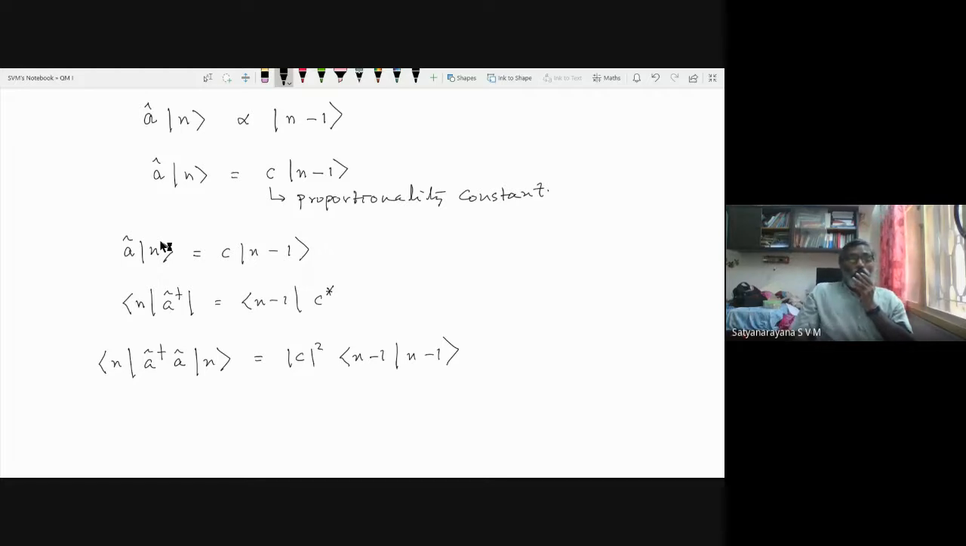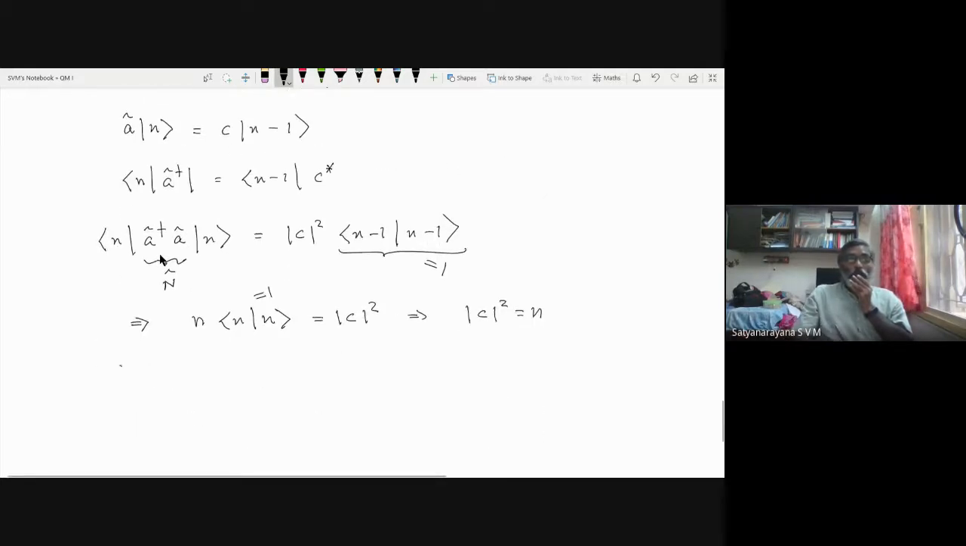So when we talked about number eigenstates, we assumed all of them to be normalized. So this <n-1|n-1> will be equal to 1. And this is the N operator. So the N operator acting on |n> will give n, and <n|n> will be 1. So this is n, <n|n>, is equal to mod C squared, but this <n|n> is equal to 1. So this implies modulus of C squared is equal to n, and up to a phase, you can say that C is equal to square root of n.